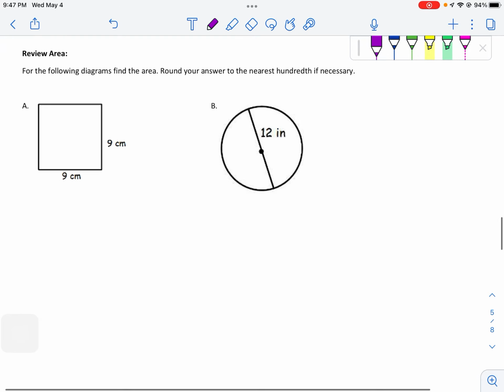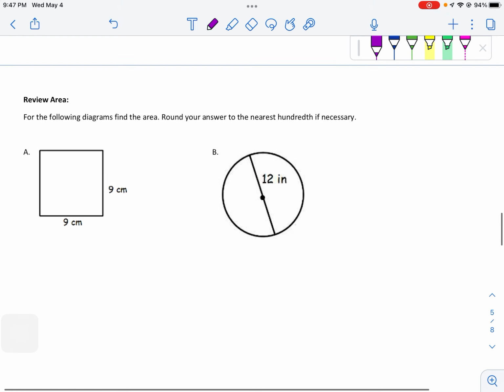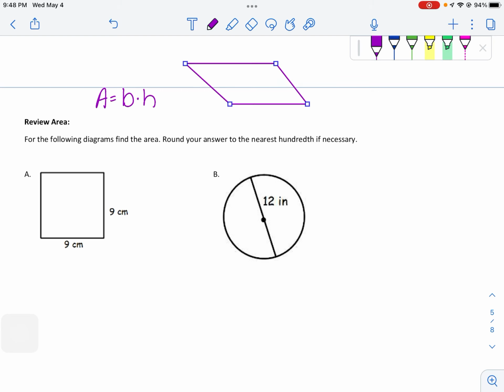All right, next we're going to review area. So for area, we have a couple different formulas and a couple different shapes that we looked at. So first we'll review the area of parallelograms and then the area of a circle. For the area of parallelograms, it's going to be base times height. Now, parallelograms are any four-sided shape where the opposite sides are parallel. So sometimes they look like this. They can be a diamond shape.